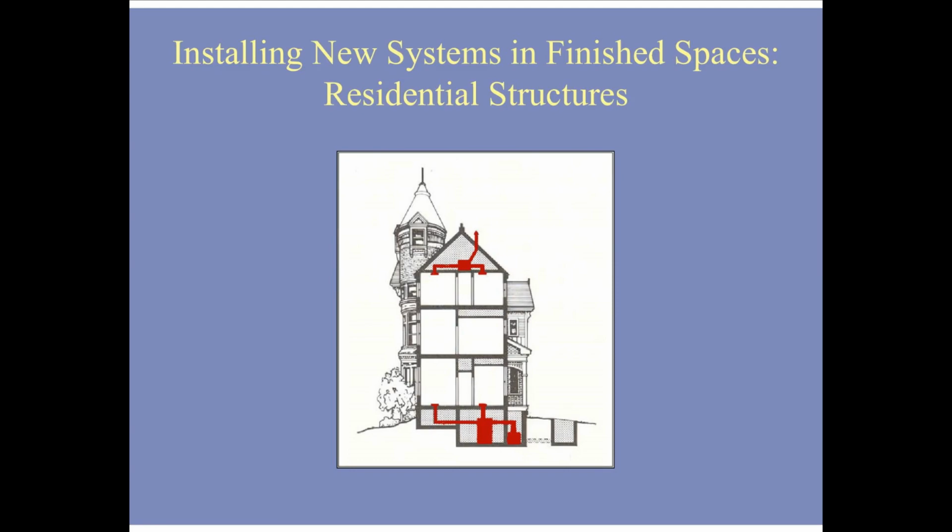Exposed systems are almost always incompatible treatments in historic houses. Systems should be located in attics, basements, or crawl spaces, or within wall cavities. In limited areas, it may be acceptable to lower a ceiling or enclose ducts, pipes, and conduit within soffits and chases.